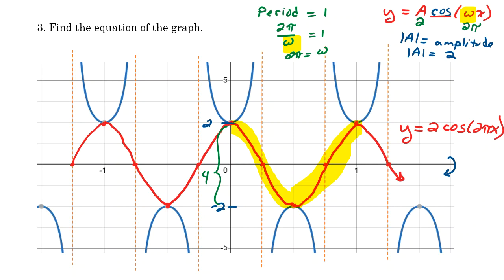Awesome. So now, since this blue graph is the reciprocal function for that, which is secant, then the blue graph is y equals 2 secant 2 pi x. Just keep everything else the same and just change it to secant, and boom, we have our equation.